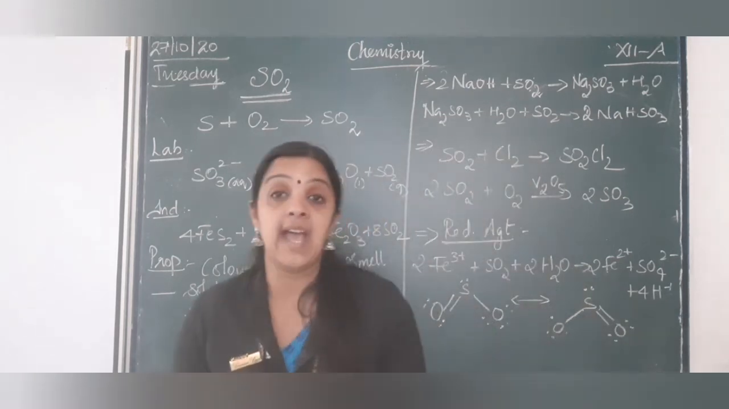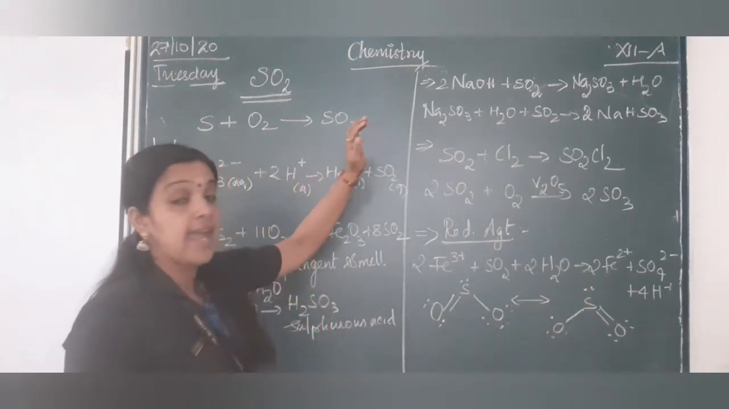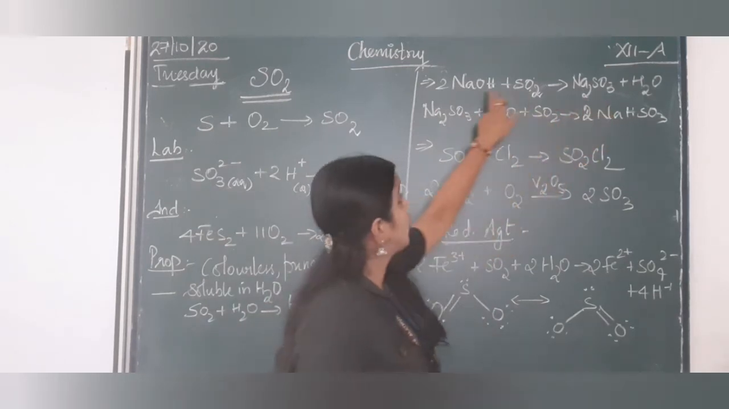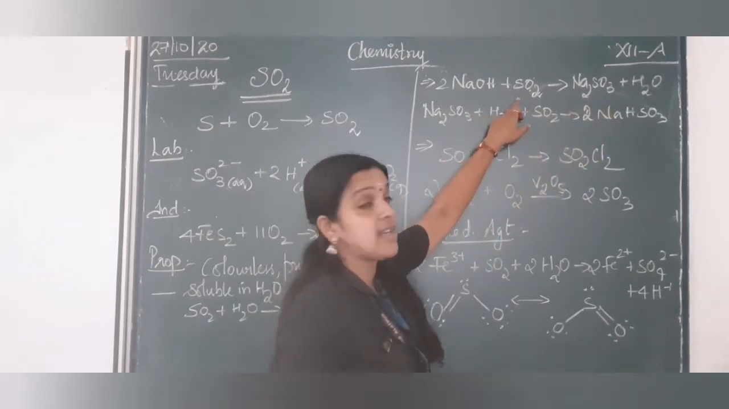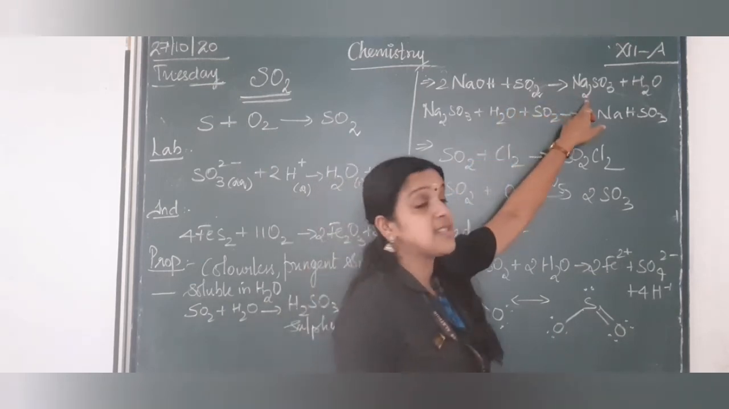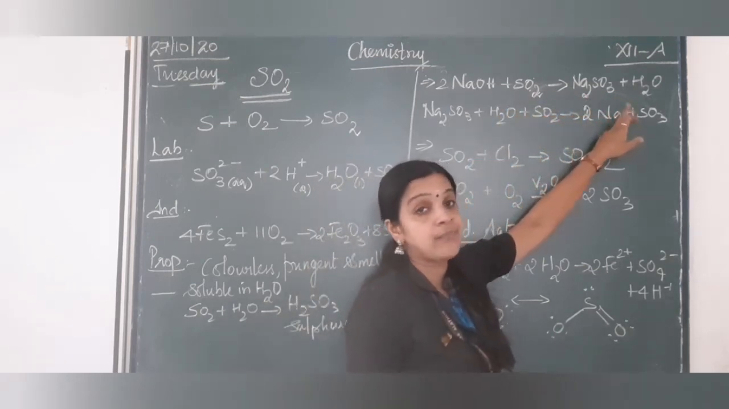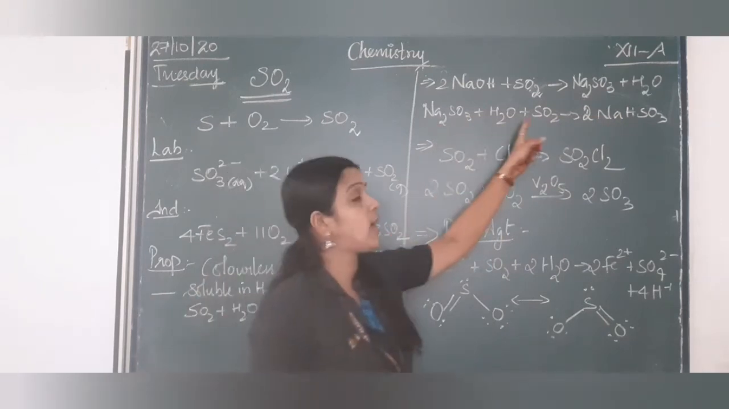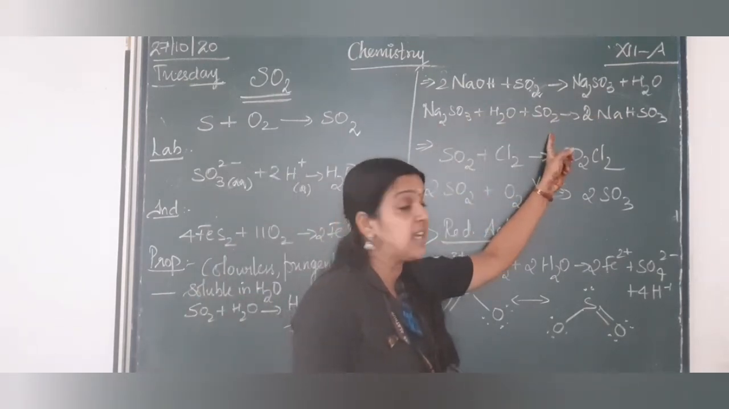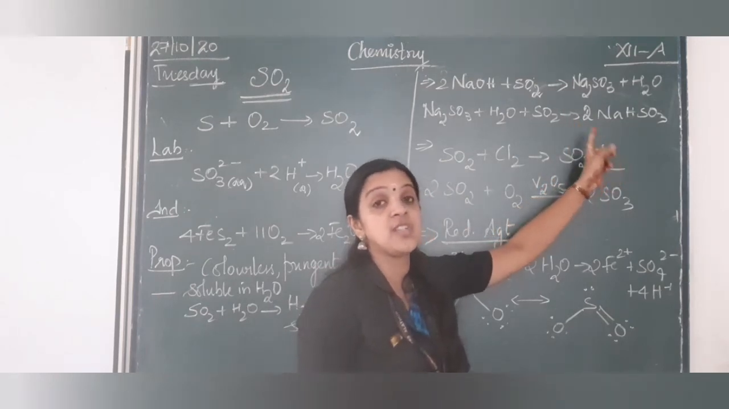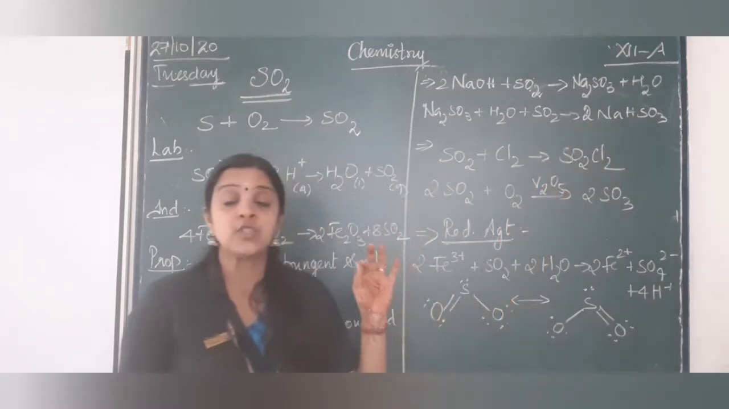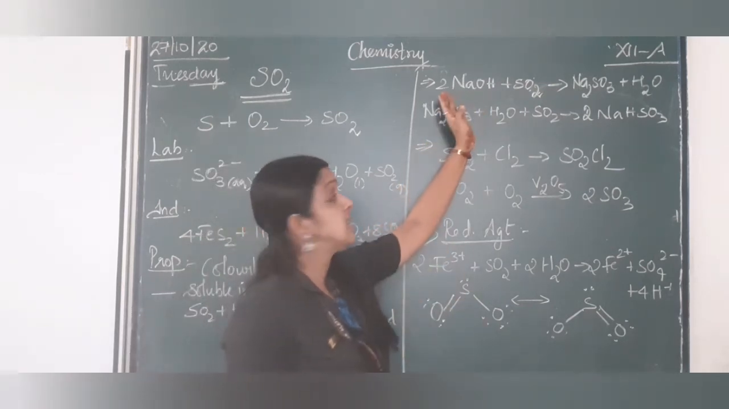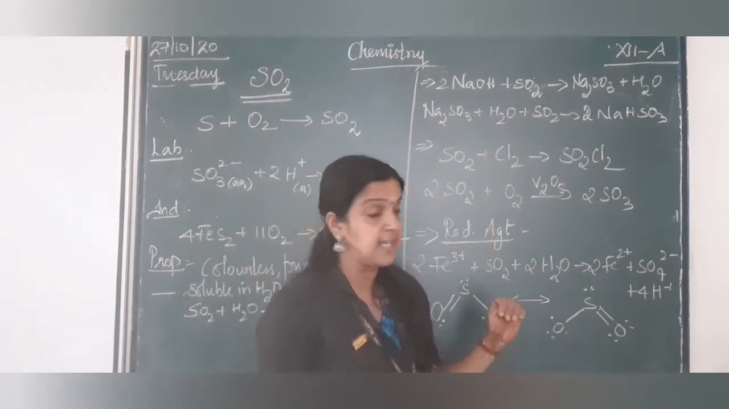So this is an acidic oxide, and it also reacts with base to form sodium sulfite. Sodium hydroxide, when it is treated with sulfur dioxide, you get sodium sulfite and water. Now this sodium sulfite, when in water and treated with more sulfur dioxide, you get sodium hydrogen sulfite. So for the preparation of sodium hydrogen sulfite, you can react sodium hydroxide with sulfur dioxide.